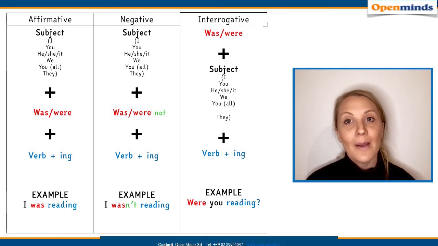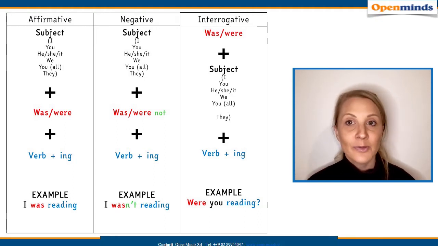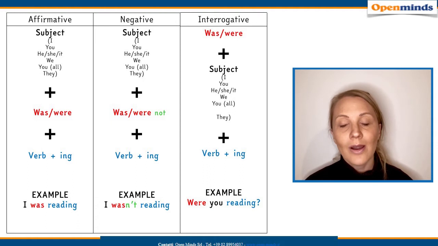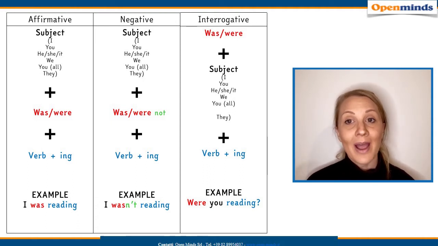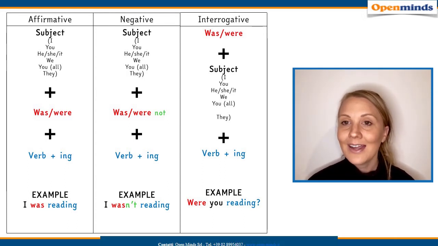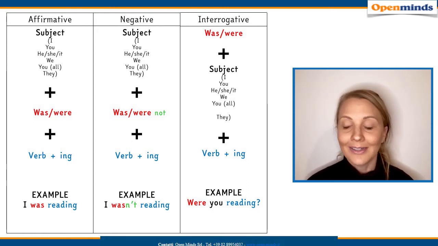Now, past continuous negative. We start with the subject again. Then we have the verb to be, past simple form, again, was or were, but this time, it's followed by not to make it negative. And then we have the verb plus ing. For example, I wasn't reading.